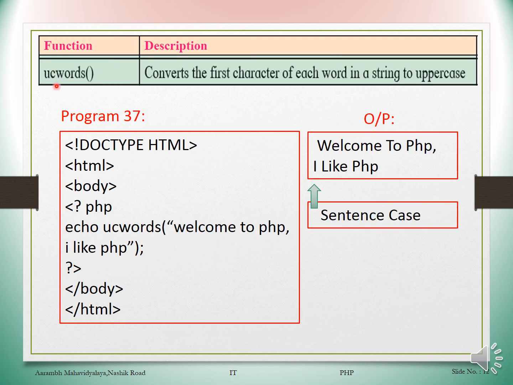The next one, ucwords. It will convert the first character of each word in a string to uppercase. Whatever string is provided, it will display the output in sentence case, where the first letter of each and every word will be in capital. Here echo ucwords and then the provided string. The provided string is in lowercase, and in the output it will display in sentence case format.